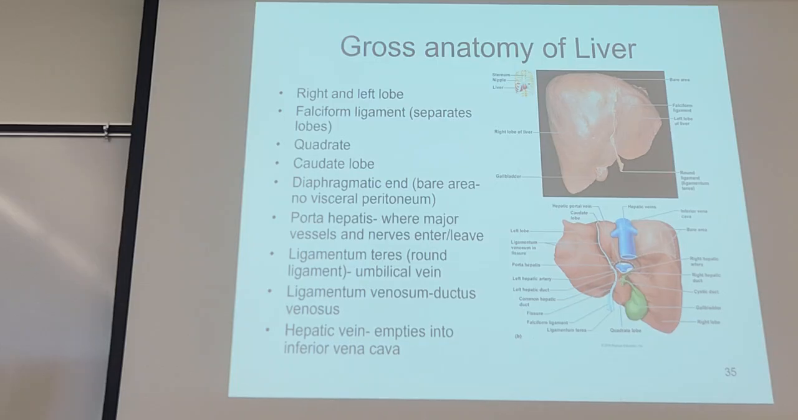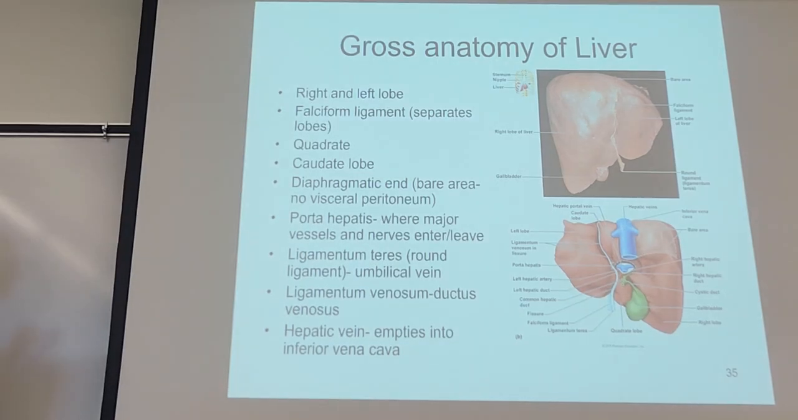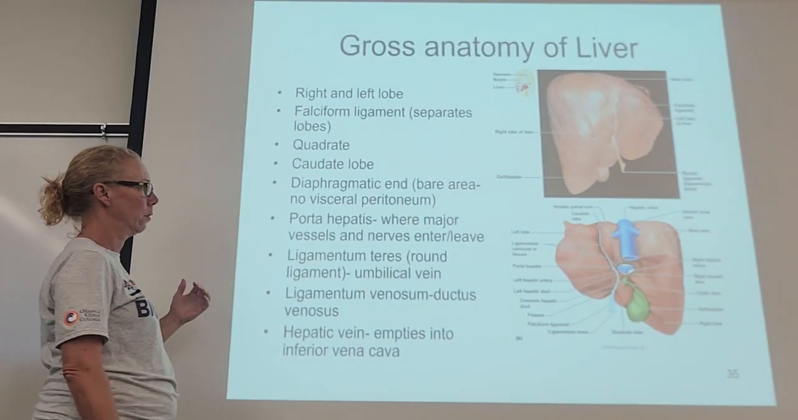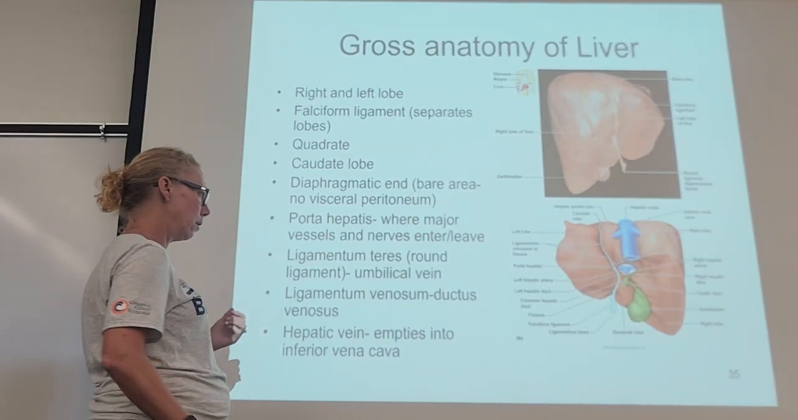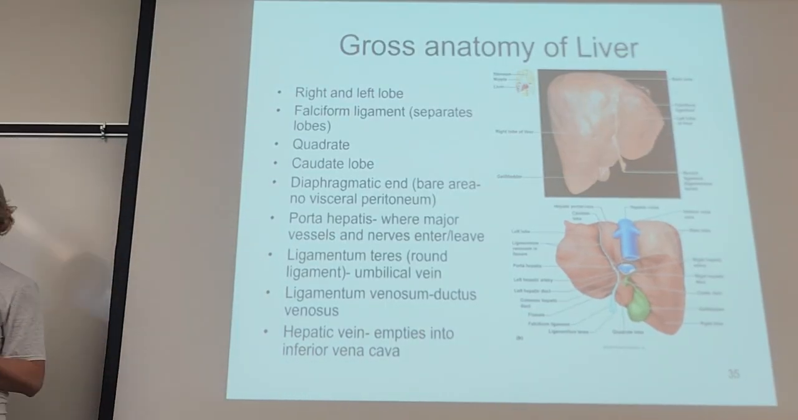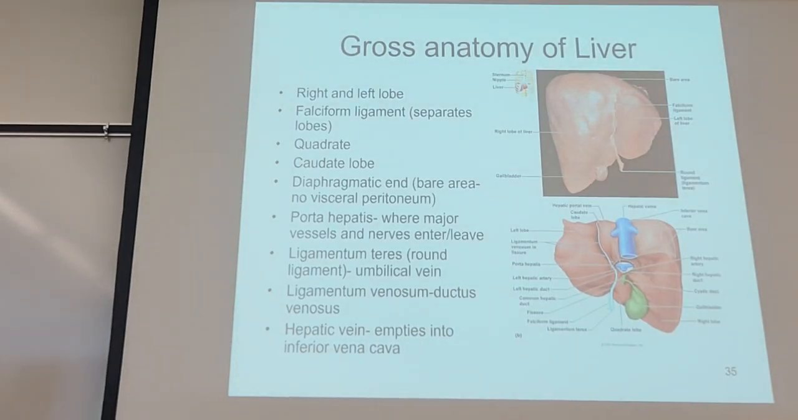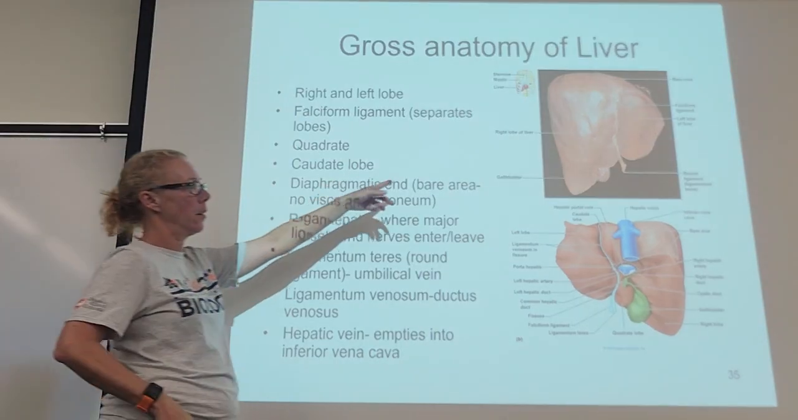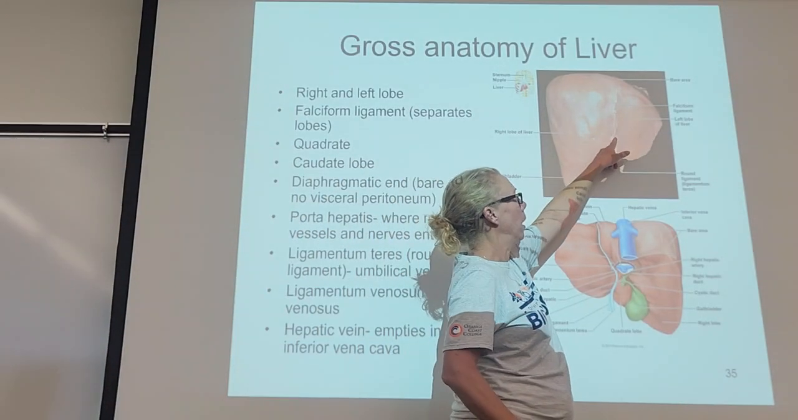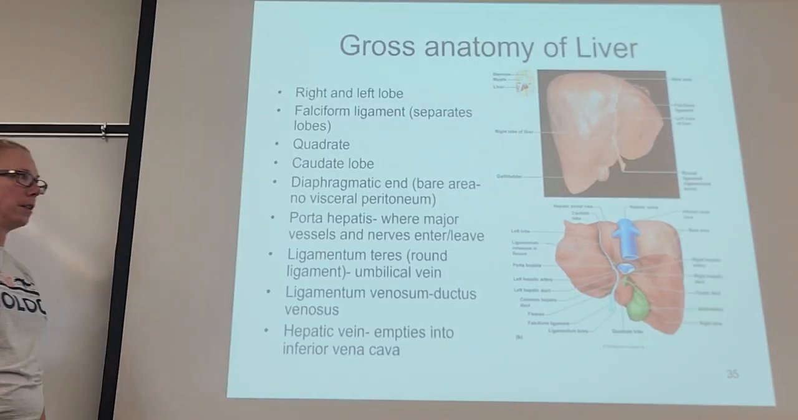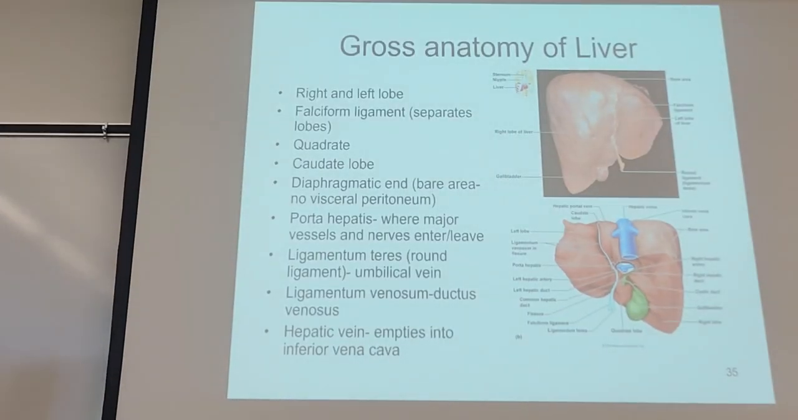As far as gross anatomy goes, you guys have looked at this in lab, so we know lobes, falciform ligament, ligamentum venosum, ligamentum teres, hepatic veins, again, drain blood from the liver itself as an organ. Across the front side, you guys identified the falciform ligament. That's part of that ventral mesentery that's going to stabilize it against the anterior abdominal wall.